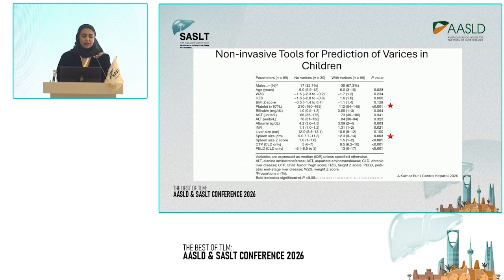Also, in this slide, they compared non-invasive tools for prediction of varices in children. They compared two groups of children, those with varices and those without varices. They found that platelet count and spleen size have good correlation with varices compared to the non-variceal group.